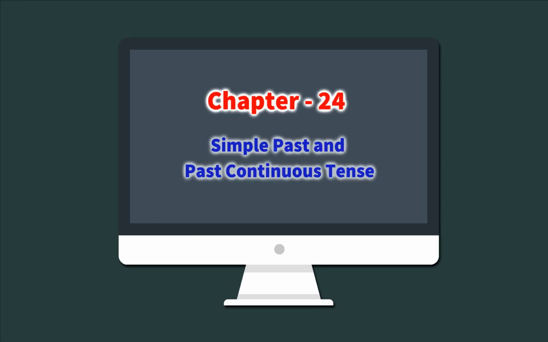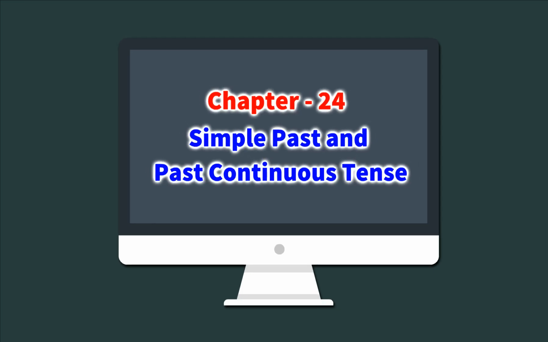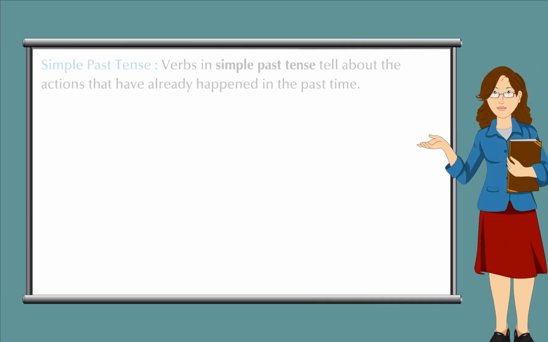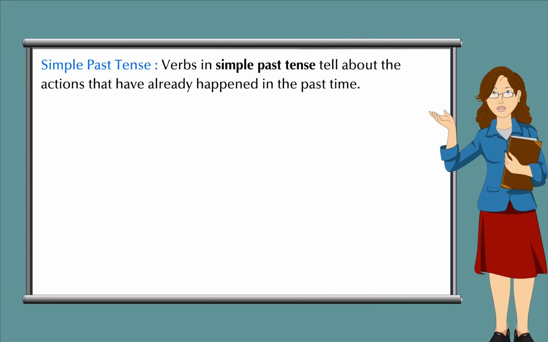Chapter 24. Simple Past and Past Continuous Tense. Simple Past Tense. Verbs in simple past tense tell about the actions that have already happened in the past time.